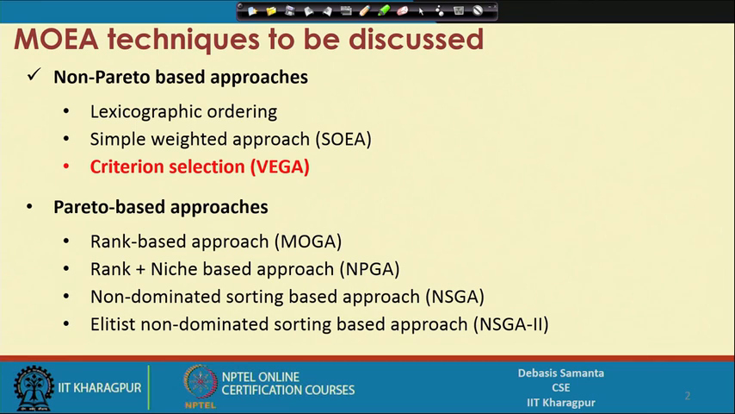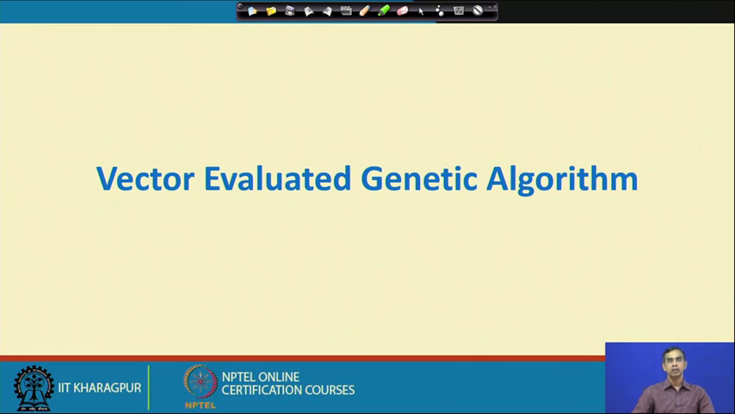Another approach in this line is called the vector evaluated genetic algorithm, in short VEGA. This approach is totally different from the previous two approaches. It is basically a criterion selection based approach. So, in this lecture we will learn about the VEGA approach to solve multi-objective optimization problems.